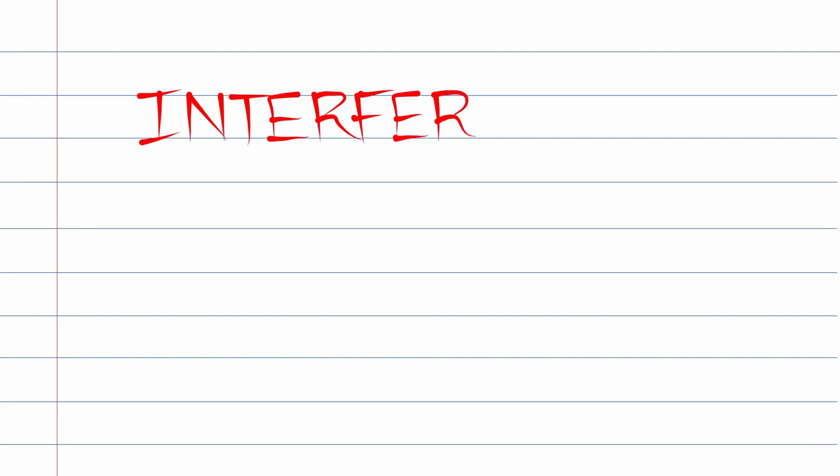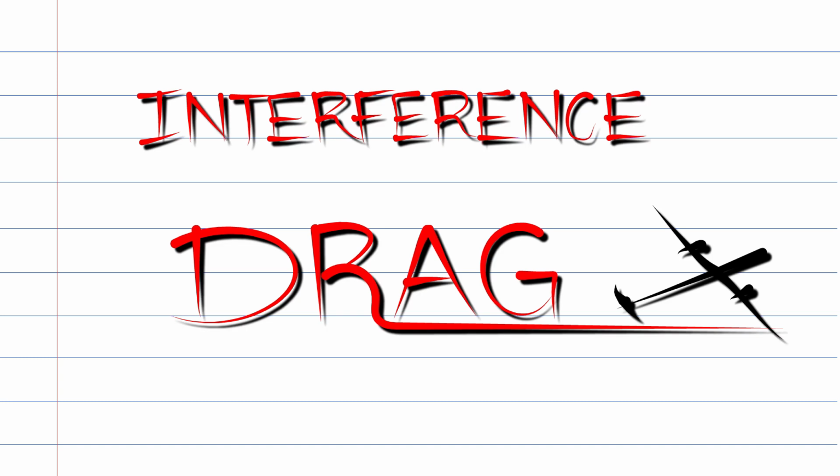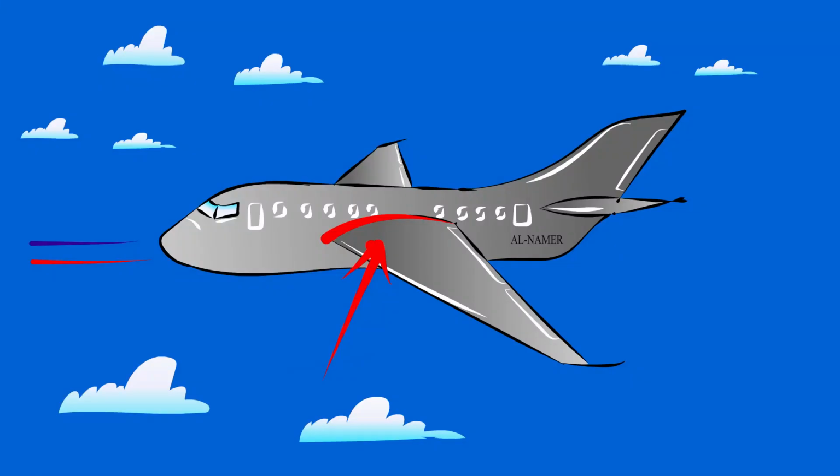Third and last type of drag categorized under parasite drag is interference drag. This drag happens at the connecting areas of the aircraft, like the connecting area between the wing and the fuselage, which I haven't highlighted in red here for you guys. And the reason this drag happens is because the airflow over and under the wing mixes with the airflow around the fuselage, causing the airflow to be disturbed, and that creates drag.